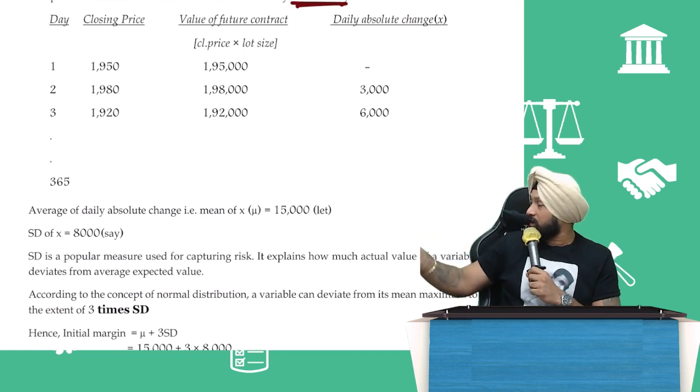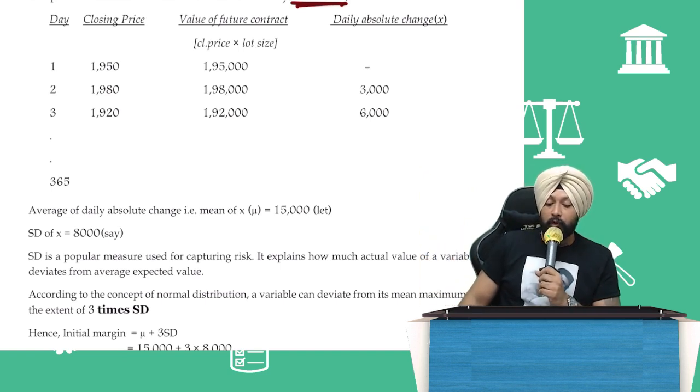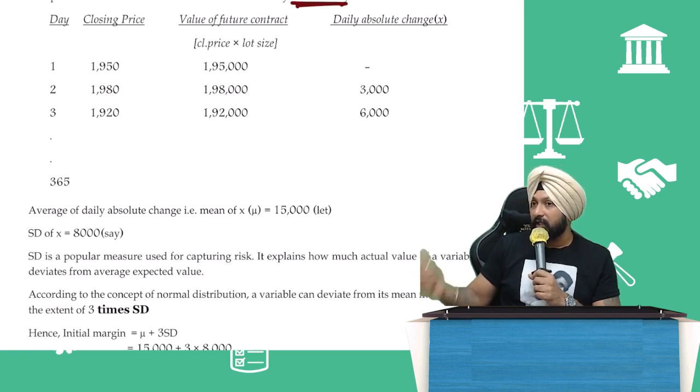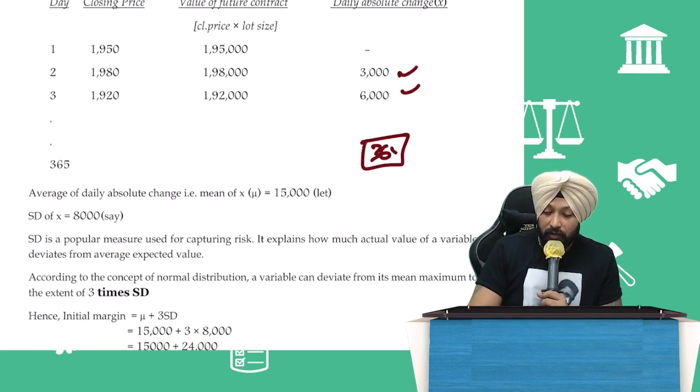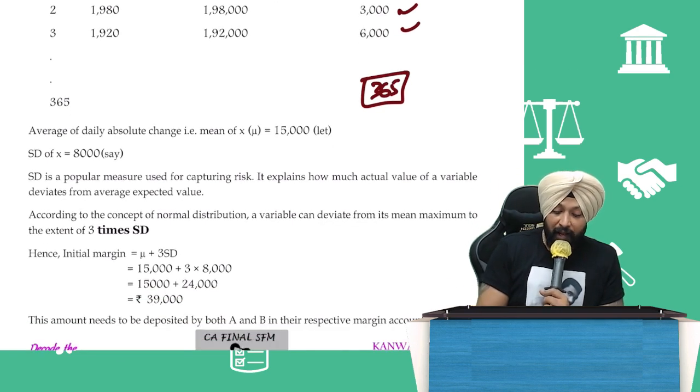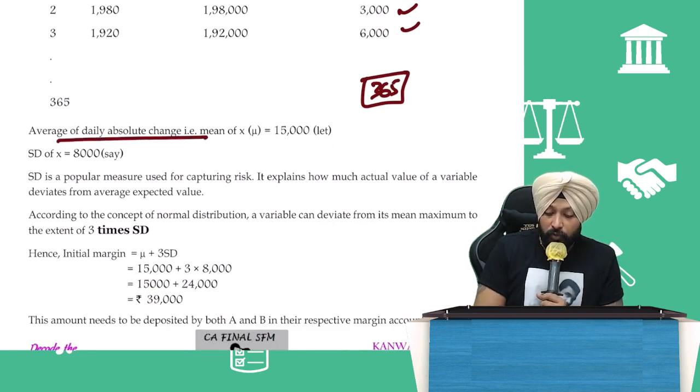So they take the closing price, the value of a future contract, because for every contract the exposure is closing price into lot size. So they multiply that with lot size. Then they calculate something called daily absolute change, denoted as X. Every day, how much average change happens in one lot. They take this for 365 days, and then find the average of this X value, which we refer to as mu.